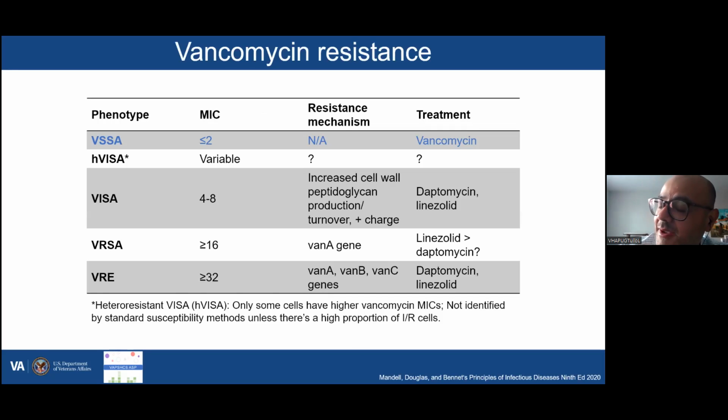So there's different types of Staph aureus in relation to their sensitivity to vancomycin. Most of what we deal with are vancomycin susceptible Staph aureus, defined as an MIC less than 2. You treat it with vancomycin, as in this patient. When you start seeing higher MICs, 4 to 8, over 16, over 32, you start thinking of specific resistance mechanisms and reaching for dapto or linezolid. Depending on the situation, you'll be consulting ID here, so that's okay.